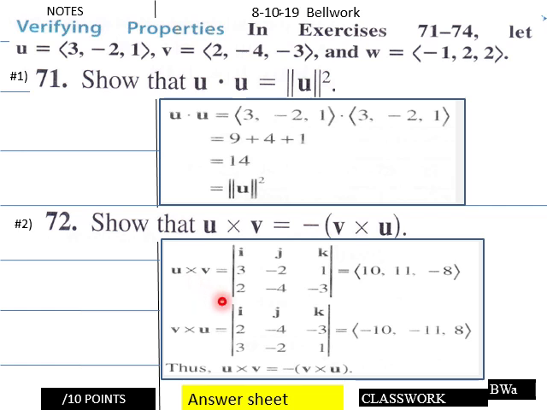we have u times v, and then here's our matrix, and this becomes 10, 11, and negative 8. And then v times u, when we switch it around, becomes negative 10, negative 11, and 8. Thus, u times v equals the negative of v times u. The negative of v times u would be negative 10, negative 11, and positive 8. And that little exercise proves that u times v equals negative v times u.